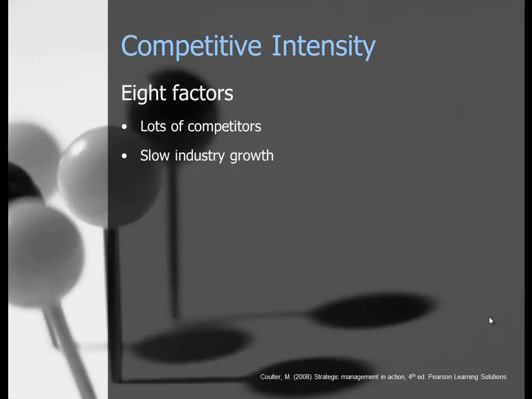And industry growth is another factor. So is this a very quickly growing industry, as the dot-com industry was for some time before it self-corrected, or is it a slower growth industry? And if it is a slow growth industry with many competitors, you can see how your competitive intensity might increase. Third, are there high fixed and storage costs? If so, the competitors that are in the industry will fight to stay in it. And so that fight creates that red ocean churn.